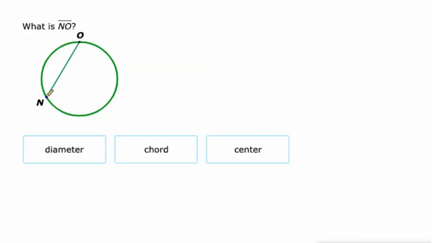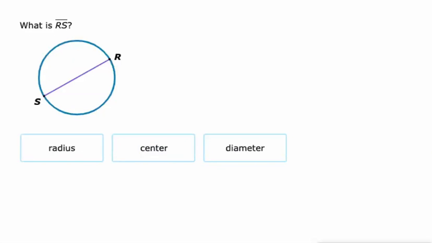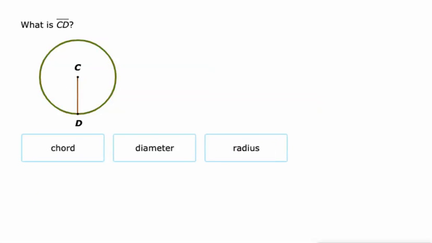Segment NO, that connects point N on the circumference of the circle to point O on the circumference of the circle, we call that a chord. A chord. Okay, and the difference between that and SR here is that SR goes through the center. So instead of calling this a chord, we call this the diameter. So if it's a chord that goes through the center, we call it the diameter.